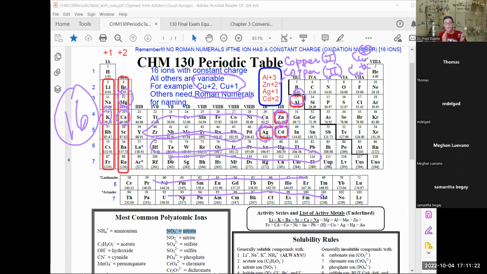That is copper +2. And that's important because we could be given the name copper, parentheses, Roman numeral 1, and that tells you you're working with copper +1. Or you have to name it. That's how you name it. You have to be specific. Everybody else, the sweet 16, no Roman numerals, because those metals have a known oxidation number all the time, 100%.